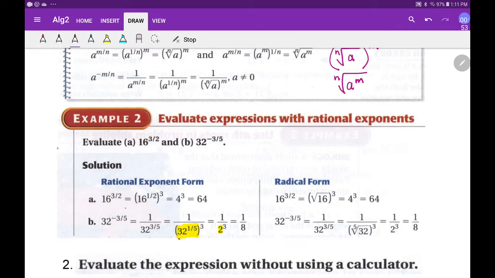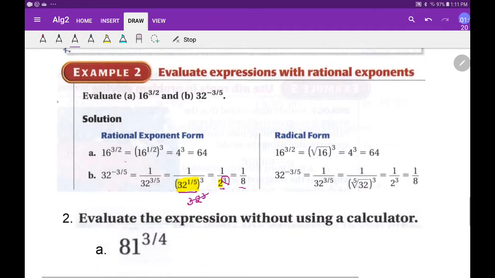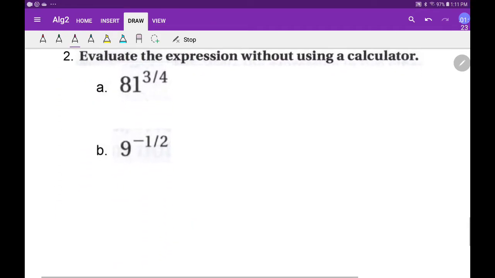You can see down here that I highlighted 32 to the 1/5 power. It's a whole lot easier to take the 5th root first before I go ahead and cube it and get 8. Now I could cube 32 first and get, I don't know, so many thousands. And then I would take the 5th root of that, but that sounds like a hard job. So let's do this down here.